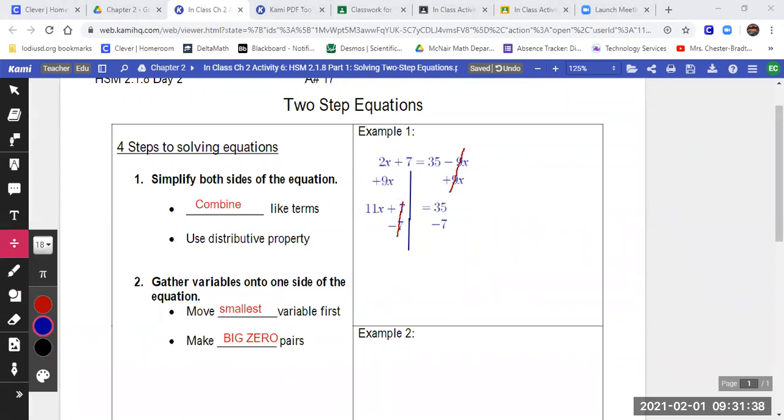What's left on the left-hand side once we pick 0? 11x, yes, okay. And like someone already said, 11x is gonna equal 28 because 35 minus 7 is 28.